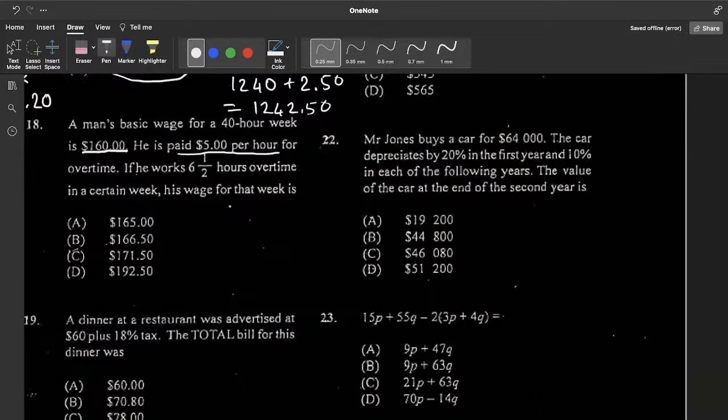in 1 week he's making $160. But this time he works an extra 6.5 hours. So basically we're gonna figure out what 6.5 is if we're getting $5 per hour. Now we could work this out the long way, or we could just do a little trick to it. So let's say we had 6.5 hours. And we have $5 per hour.